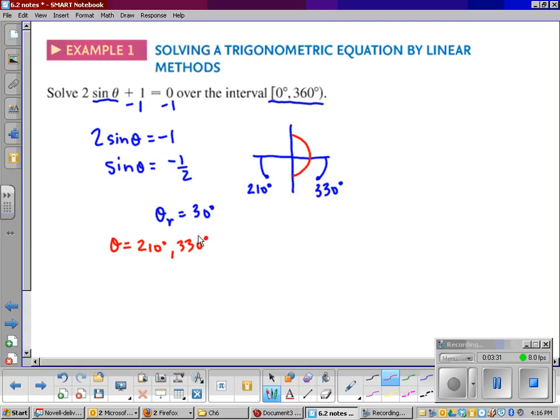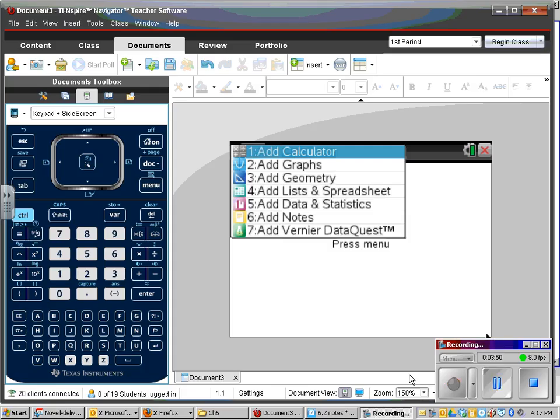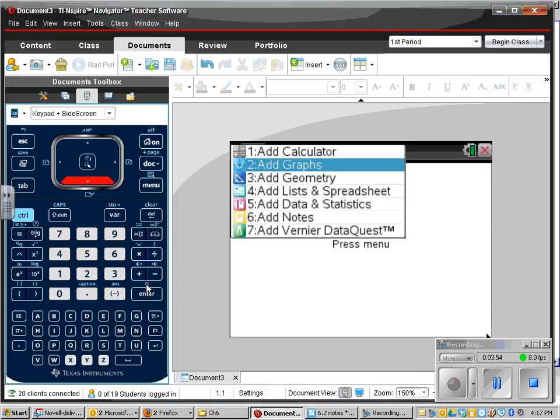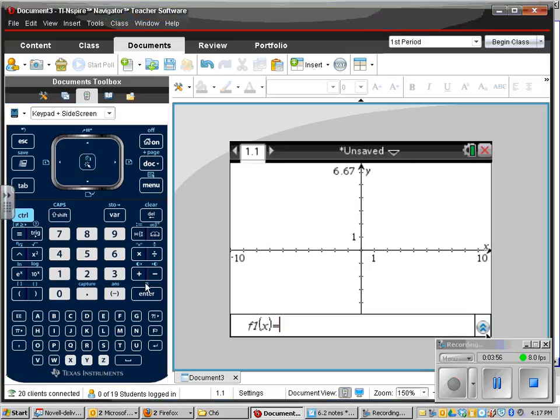It's not necessary to check those answers, but I want to show you how to check them in the calculator. Now you may find that it's really easy to find the answers in the calculator, but keep in mind that on your final, you're going to have to show this work. If you just give calculator answers, then you're not going to get credit for them. So when we go to the calculator, we want to add a graphs page, and we're going to solve these by graphing.